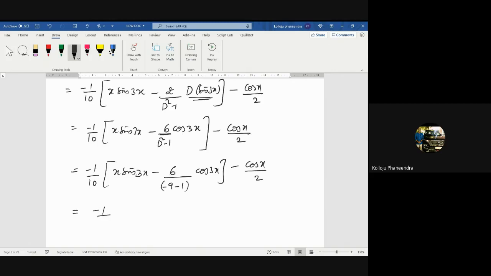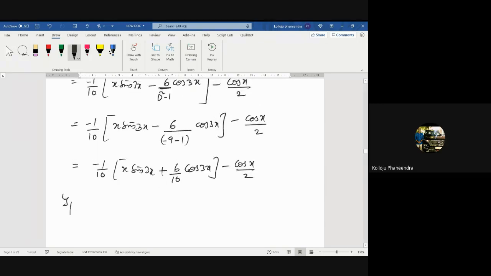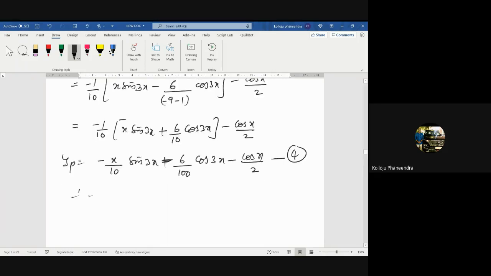That is equal to x sine 3x plus 6 by 10 cosine 3x, cosine x by 2. So yp is what? Minus x by 10 sine 3x plus 6 by 100 cosine 3x minus cosine x by 2. This is equation 4. Okay, therefore general solution is y of x equal to yc plus yp. You write those two and that is the answer.